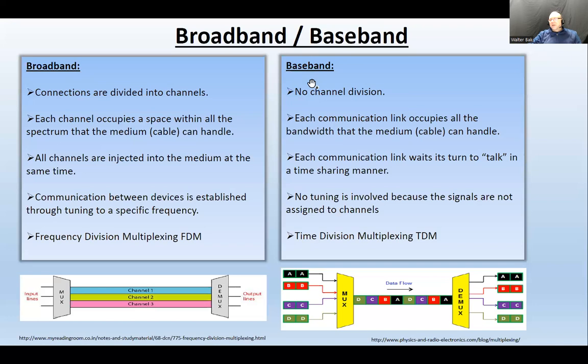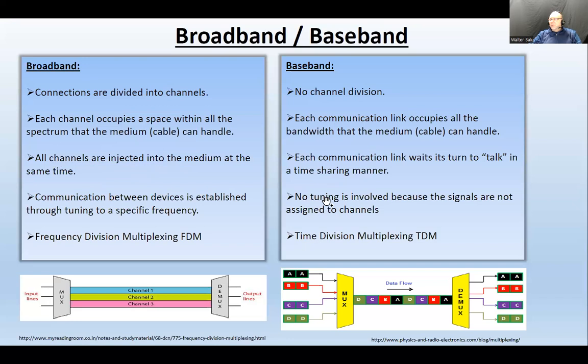Now let's take a look at contestant number two, baseband. In baseband, there's no channel division. Each communication link occupies all the bandwidth that the medium can handle, as opposed to this here. I just kind of put them together to have the comparison so we can compare apples to apples. And each communication link waits its turn to talk in a time sharing manner, as opposed to all of them being injected at the same time. And I put here that no tuning is involved.